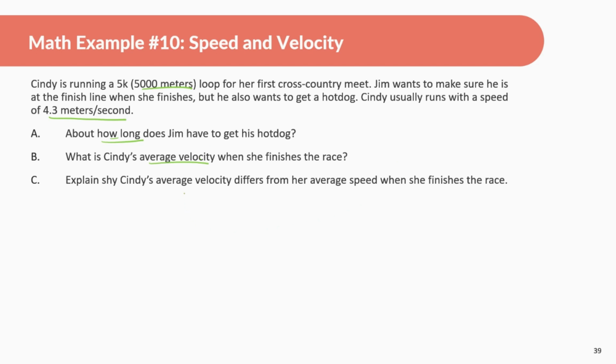Okay, so I've kind of underlined the key important information. I'm going to draw a little bit. So anyway, I'm just going to kind of draw a loop like this. So it's a loop and it is 5,000 meters, the loop. The distance is 5,000 meters. Okay. Her speed is equal to 4.3 meters per second. And the first question asks, how long does Jim have to get his hot dog? So what we're looking for is the time.